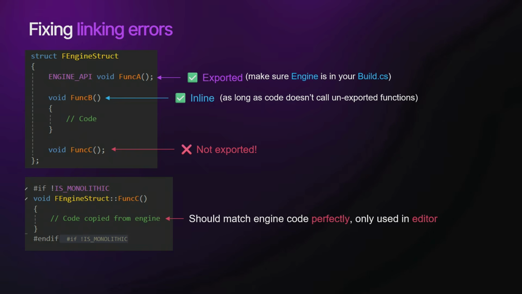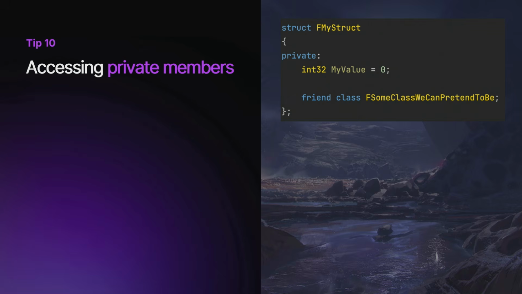This can be especially tricky when you upgrade engines, because you might have copied something in 5.2, and in 5.5 it might have changed entirely. So you need to make sure to update everything as you move engines. If you don't do that, this code will be used in editor, but in package, it would still use the engine function, so you might get some tricky to track mismatches. For the same reason, we need to add is monolithic over there. Otherwise, you're going to get duplicate symbols in packaged games.